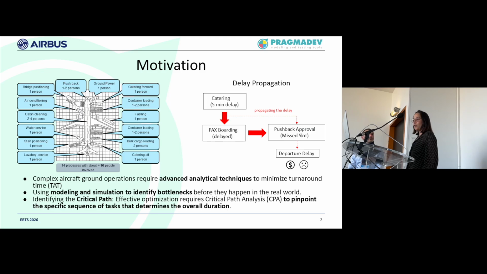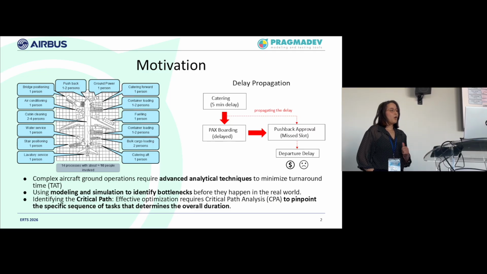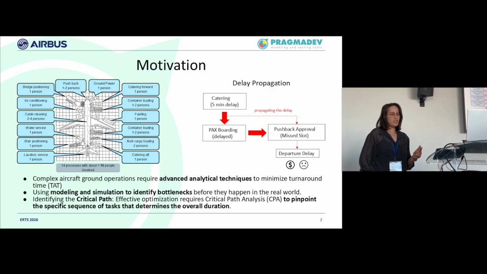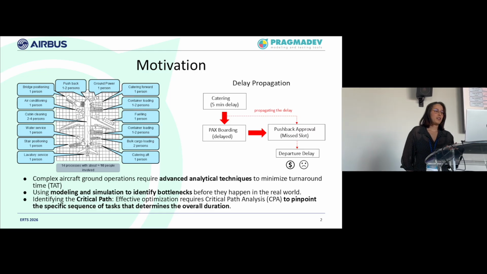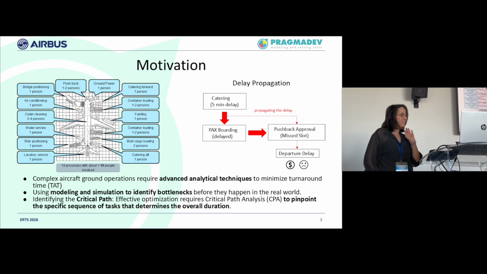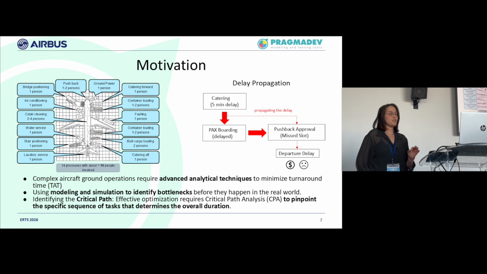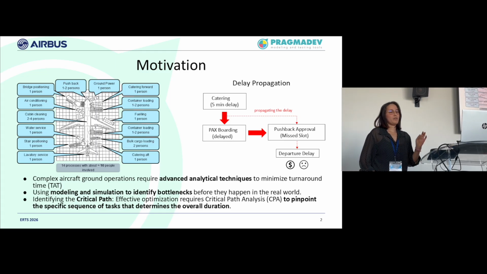They will help us to identify bottlenecks before they happen in the real world. We try to identify what can go wrong before it happens in the real world. And then there is the optimization of the turnaround operations, the turnaround time, using critical path analysis. And this critical path analysis helps us pinpoint the specific sequence of activities that determines the whole time of the turnaround.